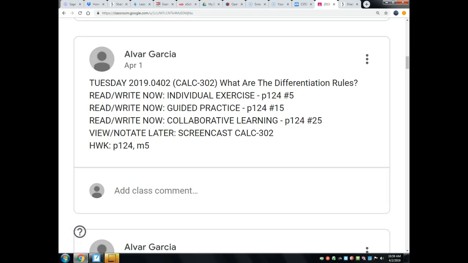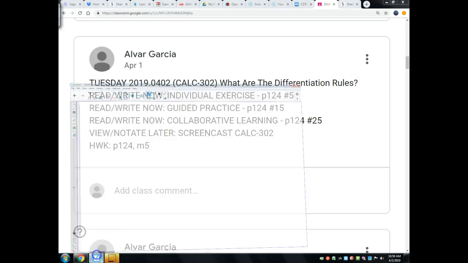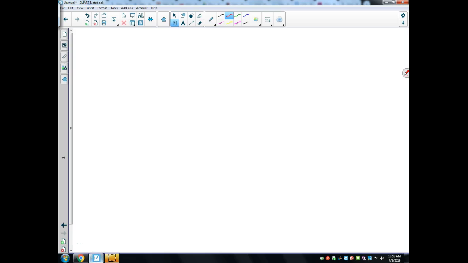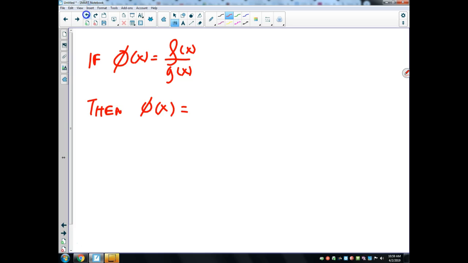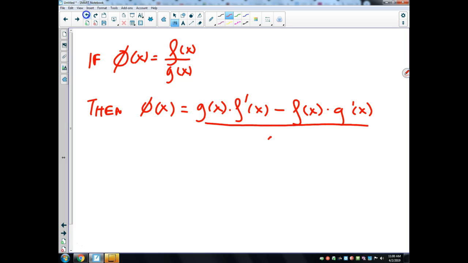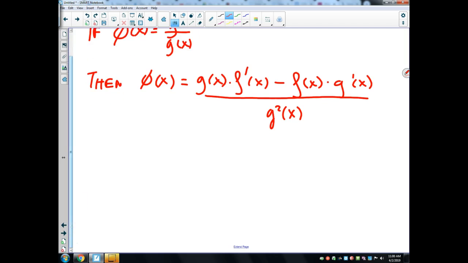Yesterday we did the product rule. And so let's see if we can prove the quotient rule. Let's derive it. So if phi of x, I ran out of letters, so I'm going to call it phi of x, is f of x divided by g of x, then phi prime, or d phi dx, is low d high minus high d low all over low squared. Remember, we had a little song on YouTube for this. All right, and so let's prove it.